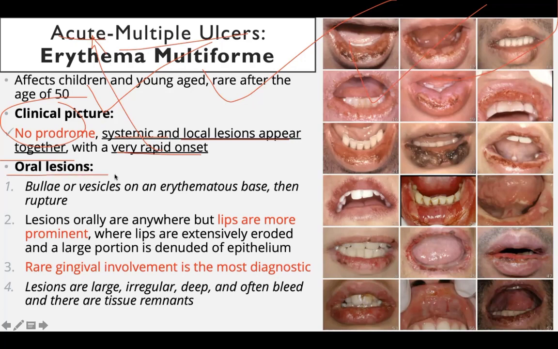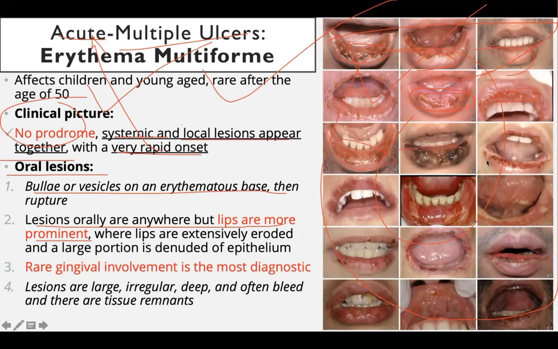What are the oral lesions? How do the lesions progress? Bulla or vesicles, fluid containing, on an erythematous base, then rupture. Lesions orally are anywhere, but lips are more prominent. All these pictures are focused on the lips.